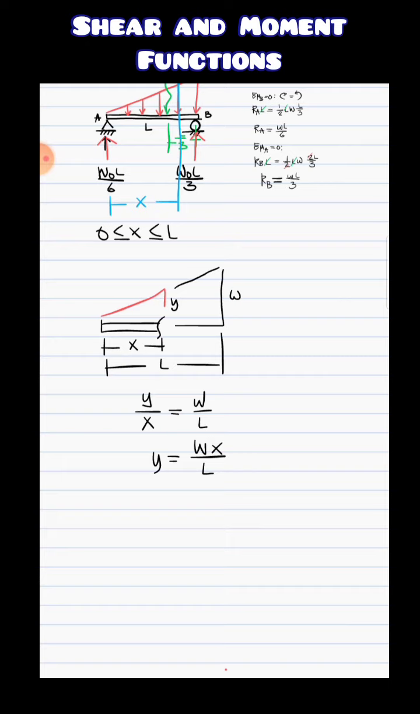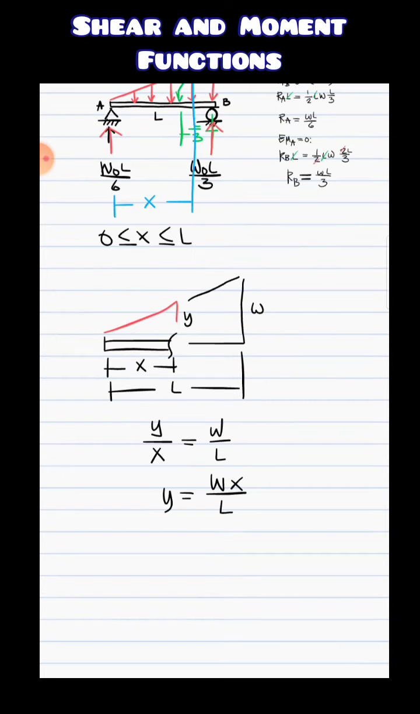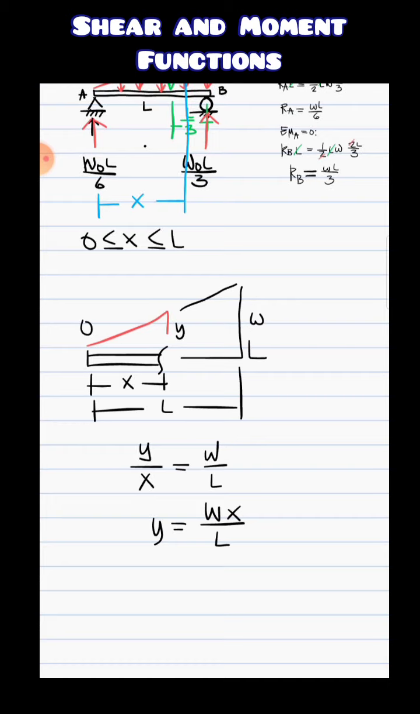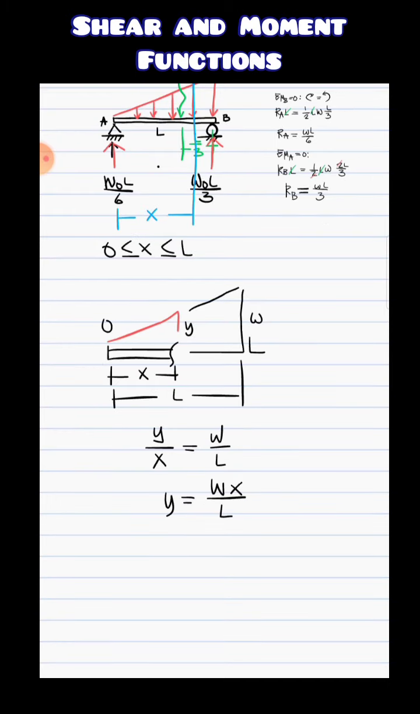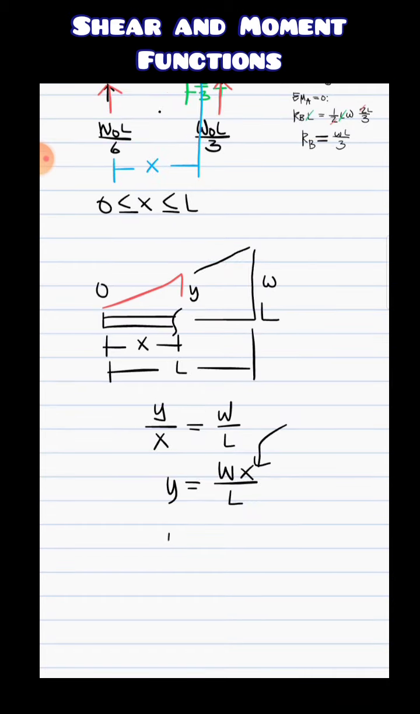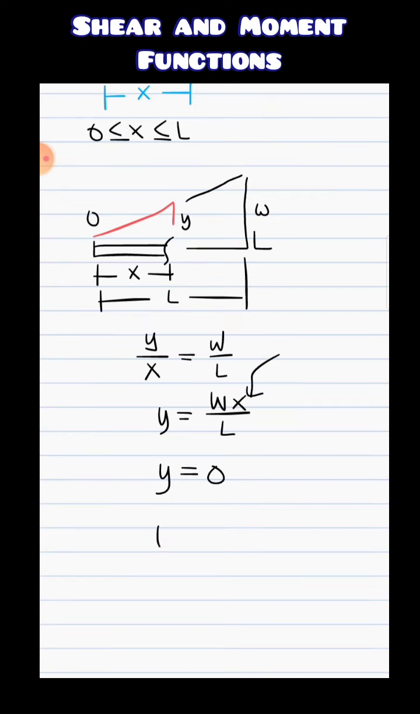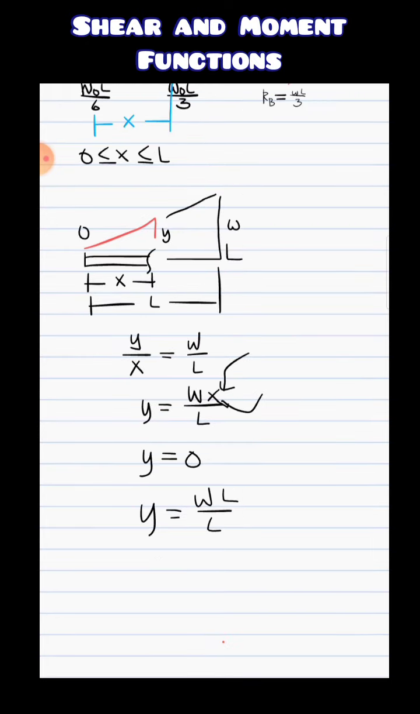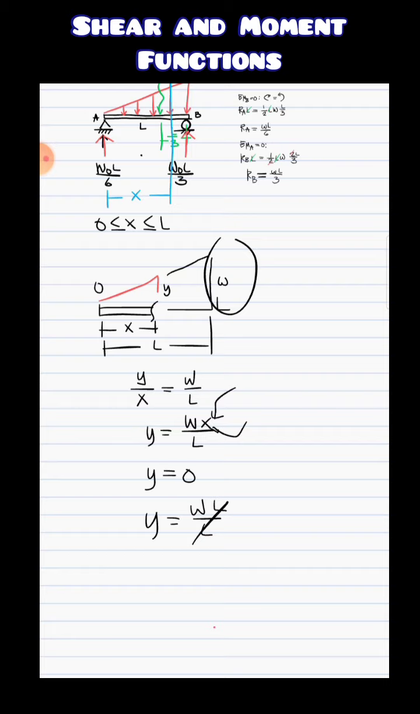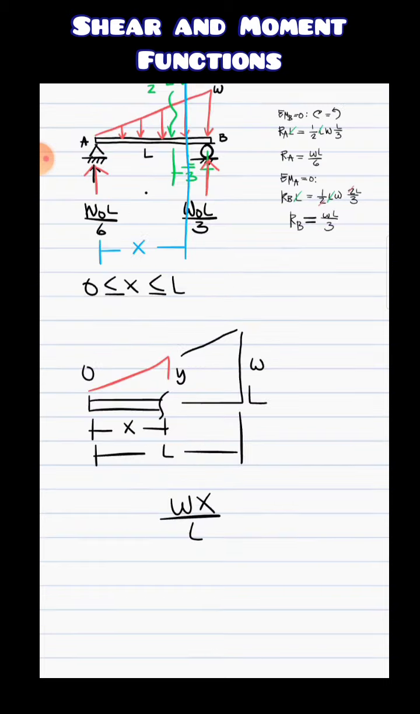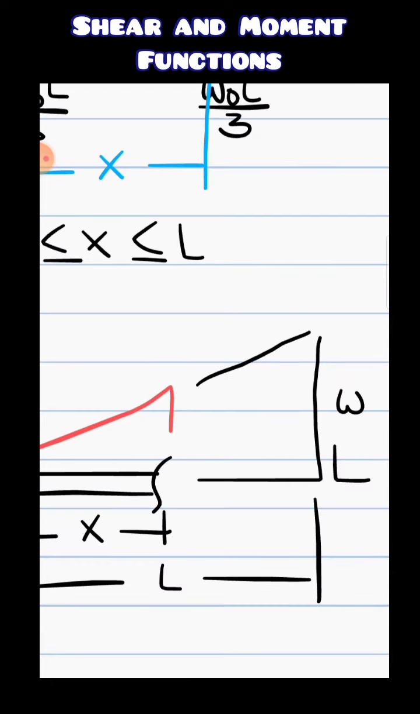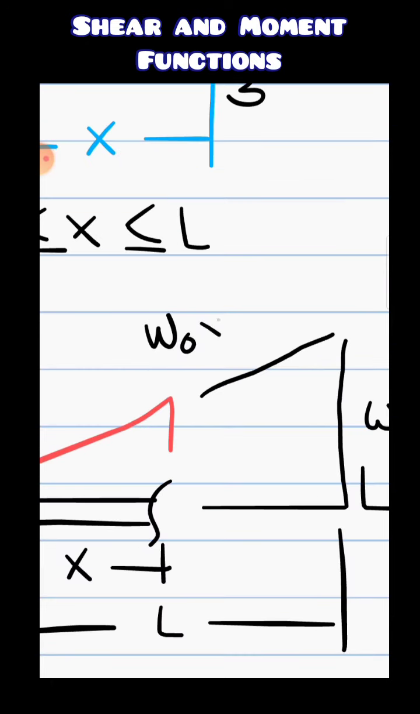If we check that, this is our 0 right here, while this is our point L. At x equals 0, the load is indeed 0. And if you check at x equals L, you substitute L right here, and we have WL over L, which turns out to be W. So the y at this point is indeed W. We can replace this y as Wx over L.